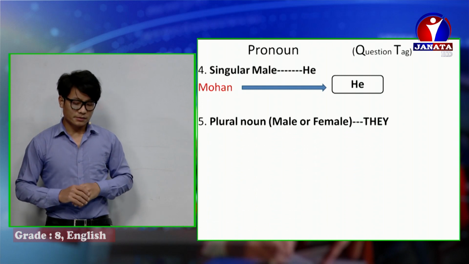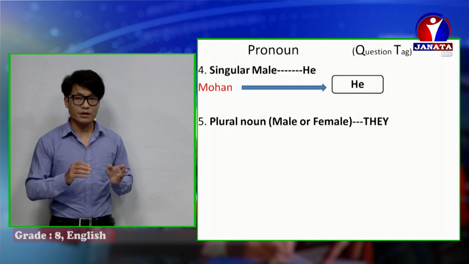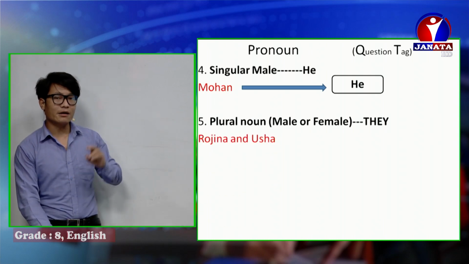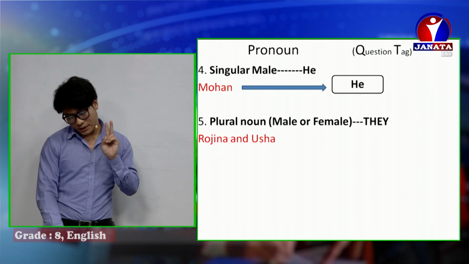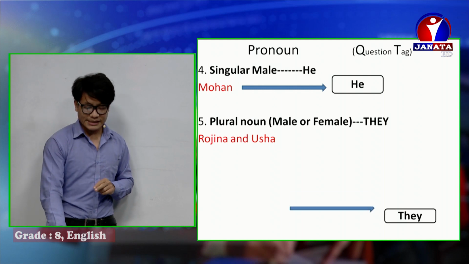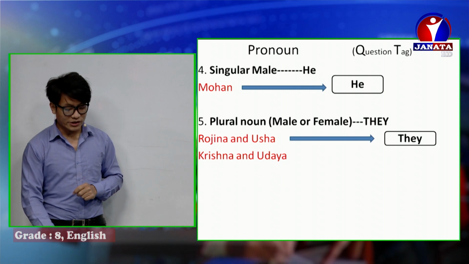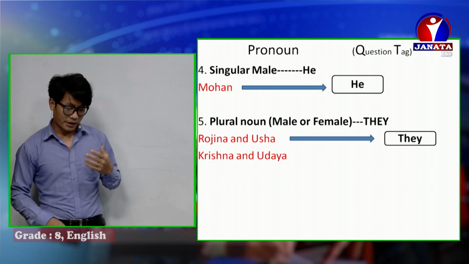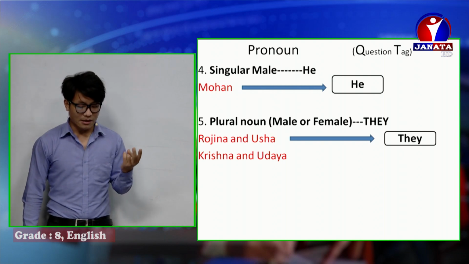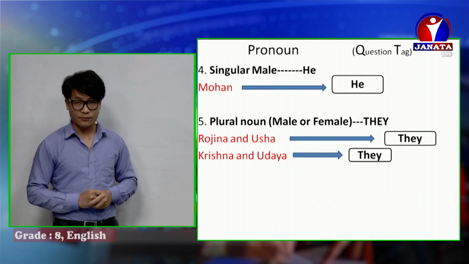Plural noun, female or male. For a plural noun, male or female, we write the they pronoun. Like Rosina and Usa, here the two names are Rosina and Usa. That's why we use they pronoun. And the next example is Krishna and Uday. Here we can see two nouns. One is Krishna and another is Uday. That's why we use they pronoun.